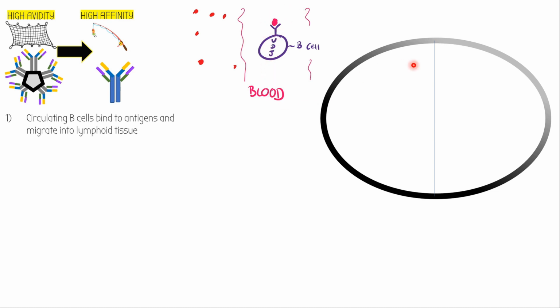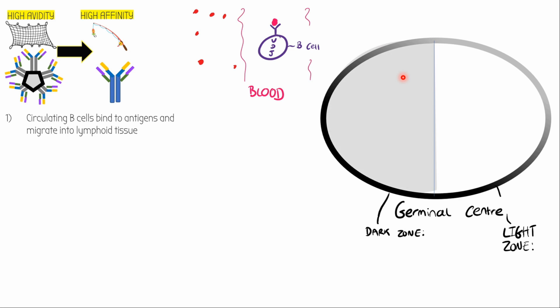So what's going to happen is this B cell is going to migrate to lymphoid tissue, which is specialized immune tissue. This immune tissue has a bit which is called the germinal center in it, and the germinal center has a dark zone and a light zone. So the B cell has migrated into here, and what it does is it goes to the dark zone first of all, and it proliferates like crazy.